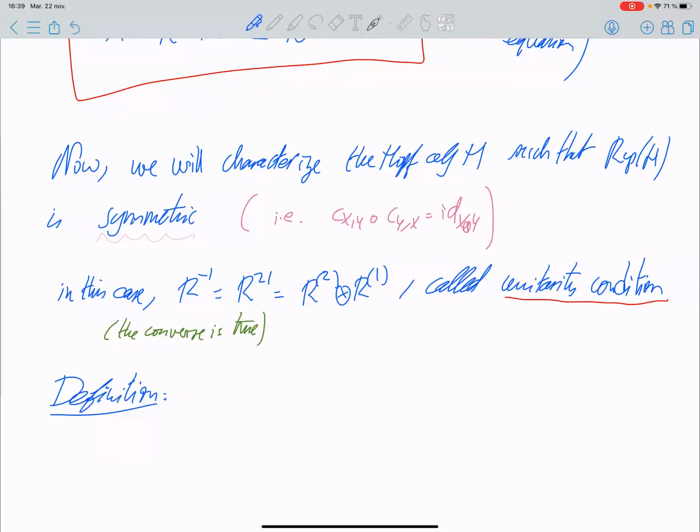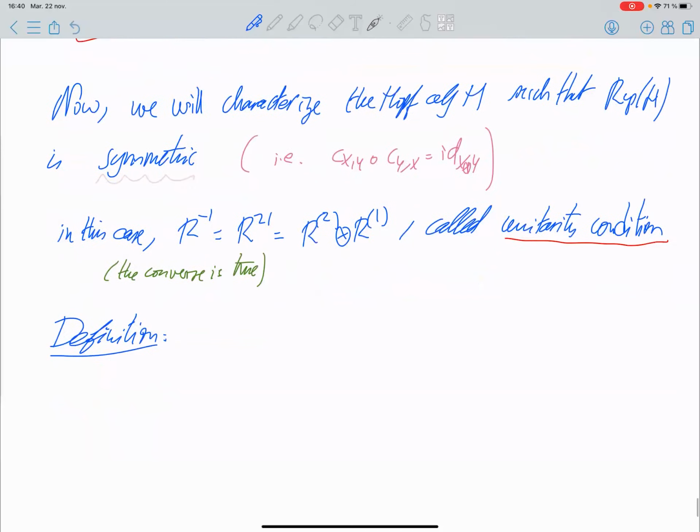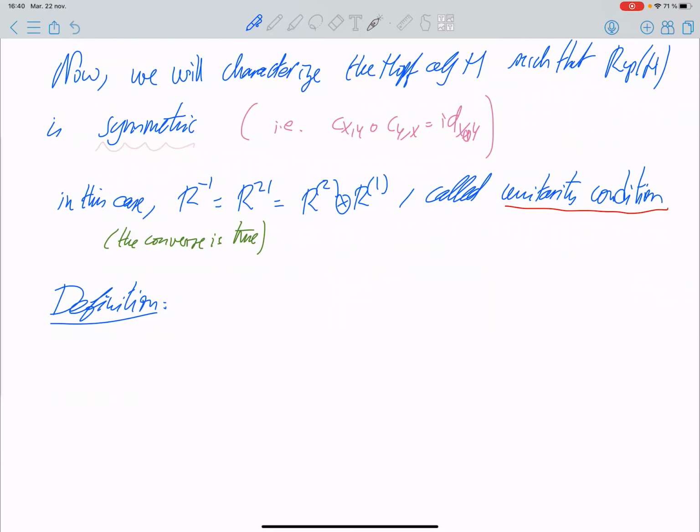The quasi-triangular Hopf algebra such that the R matrix satisfies the unitarity condition; such R will be called unitary, and such a quasi-triangular Hopf algebra will be called triangular. I'm not sure about the notation, but the relevance of the notation.